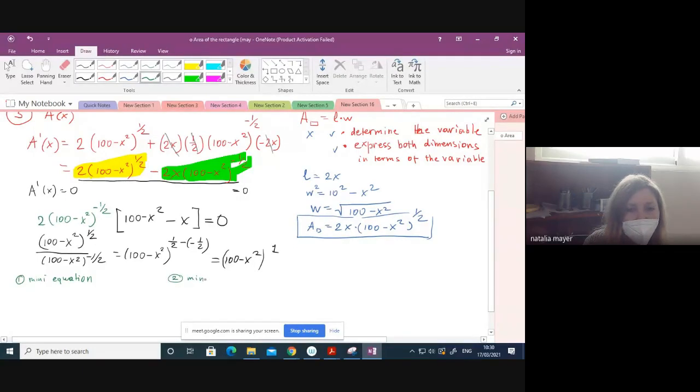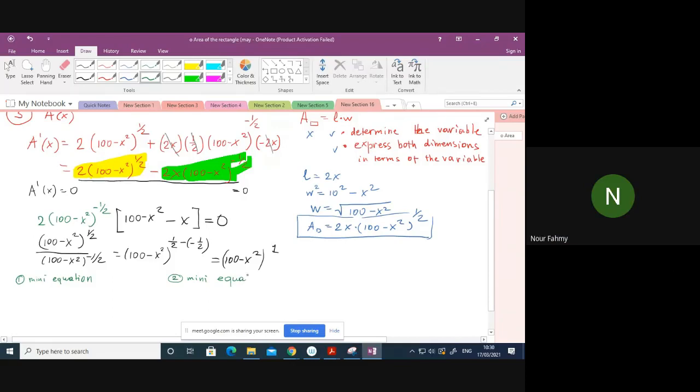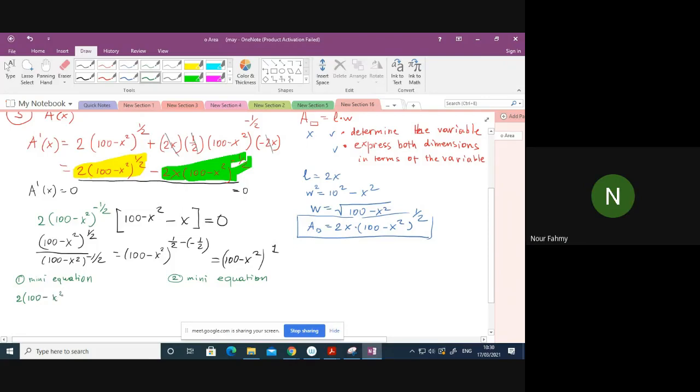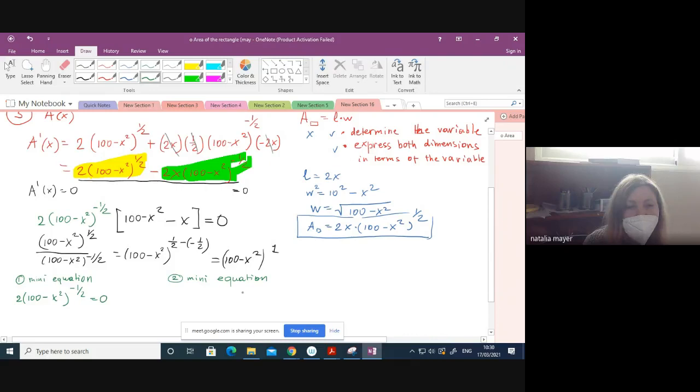Guys, who understands what I'm talking about? Online. 0 is equal to? Can you start with the expression first? So that 0 is on the right? So 2 times 100 minus x squared to the power of negative half is equal to 0. Exactly. Asil, did you understand the idea? Yes, I understand now.